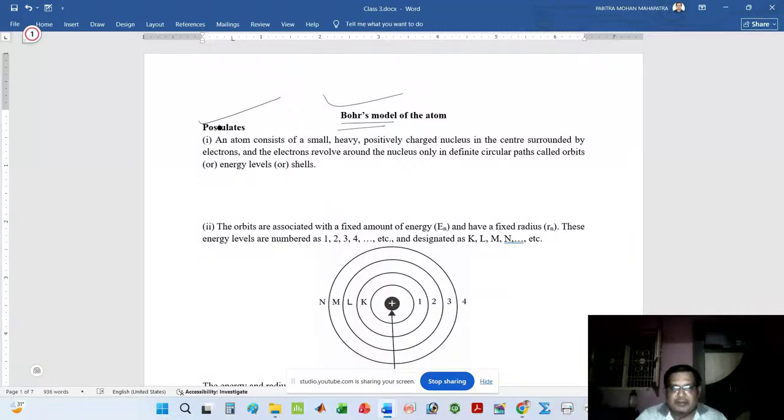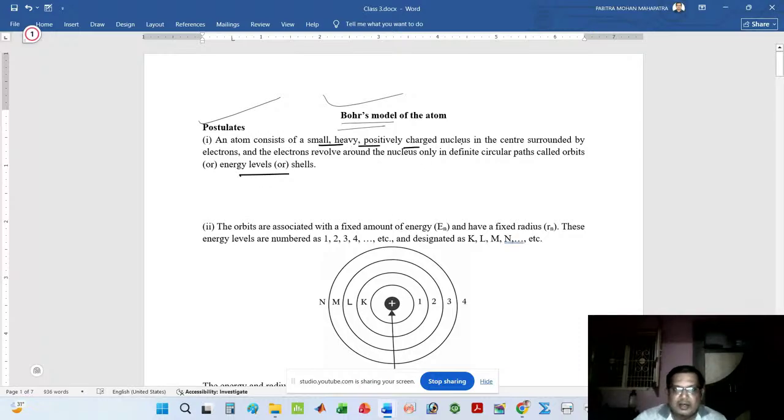Now let me explain the postulates of Bohr's atomic model. According to the scientist Niels Bohr, an atom consists of a small, heavy, positively charged nucleus in the center surrounded by electrons. The electrons revolve around the nucleus only in definite circular paths called orbits, energy levels, or shells.